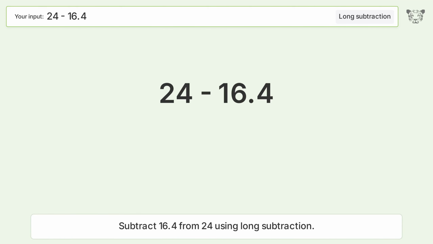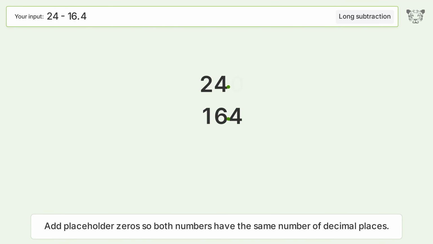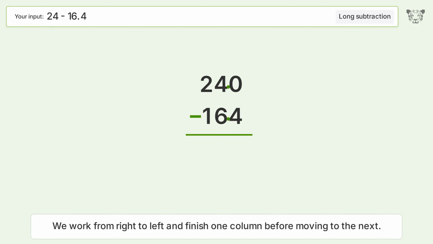Subtract 16.4 from 24 using long subtraction. Line up the decimal points in the same column. Add placeholder zeros so both numbers have the same number of decimal places. We work from right to left and finish one column before moving to the next.